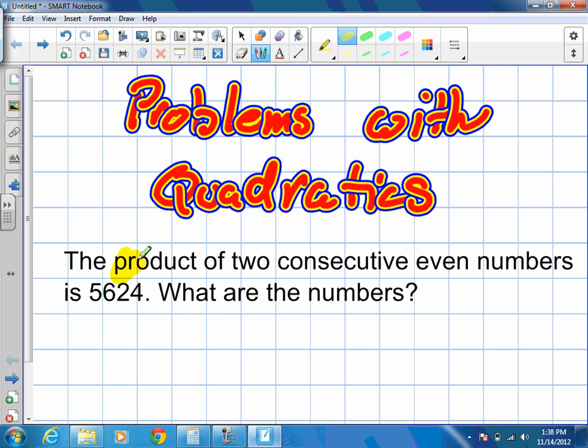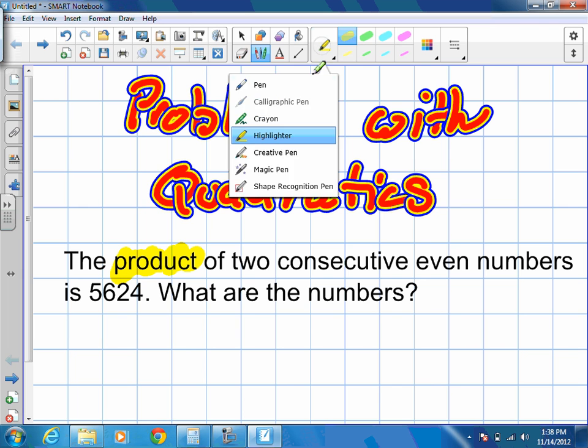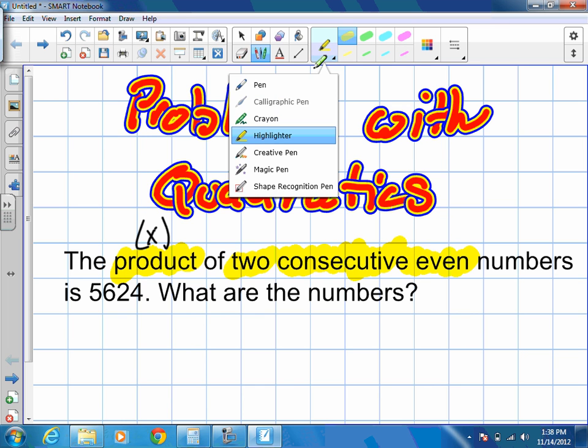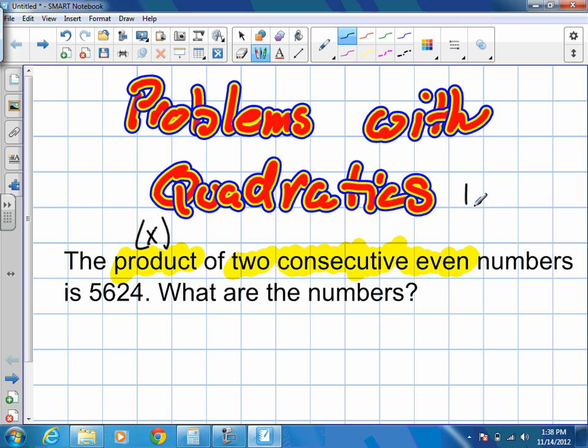So the product, what do they mean by product? Multiplication, right? That means we have to multiply. Of two consecutive, what does consecutive mean? One after the other. But it says two consecutive even numbers. So they won't be exactly one after the other, right? Because consecutive numbers would be like 1 and 2, but one of those is odd, and the other is even.